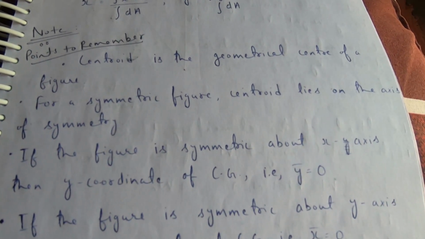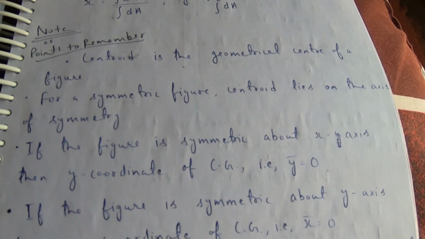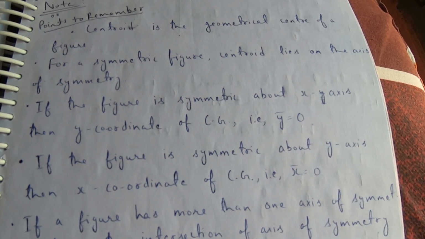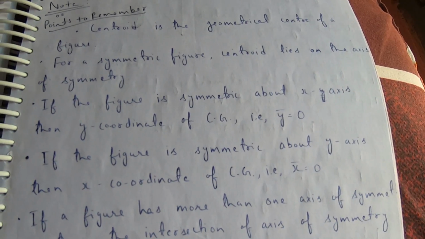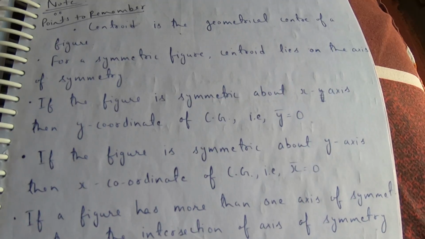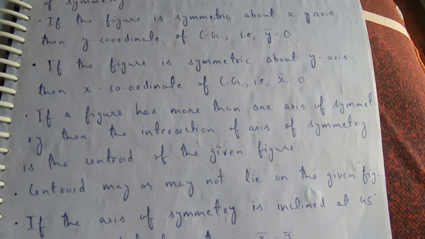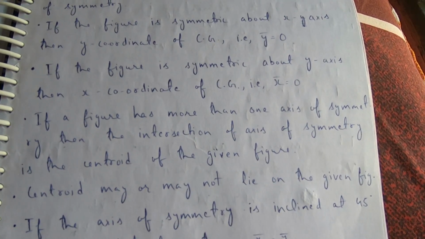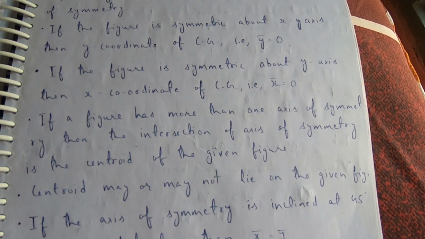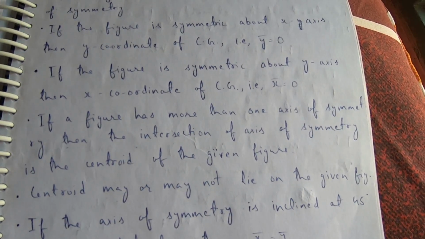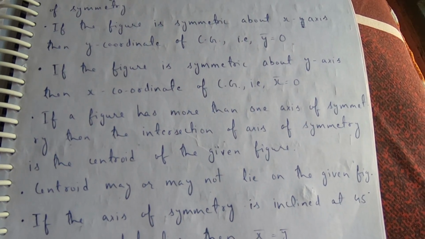Note: points to remember. Centroid is the geometrical center of a figure. For a symmetric figure, centroid lies on the axis of symmetry. If the figure is symmetric about x-axis, then the y coordinate of center of gravity, that is y bar, is equal to 0. If the figure is symmetric about y-axis, then the x coordinate of center of gravity, that is x bar, is equal to 0. If a figure has more than one axis of symmetry, then the intersection of axes of symmetry is the centroid of the given figure.